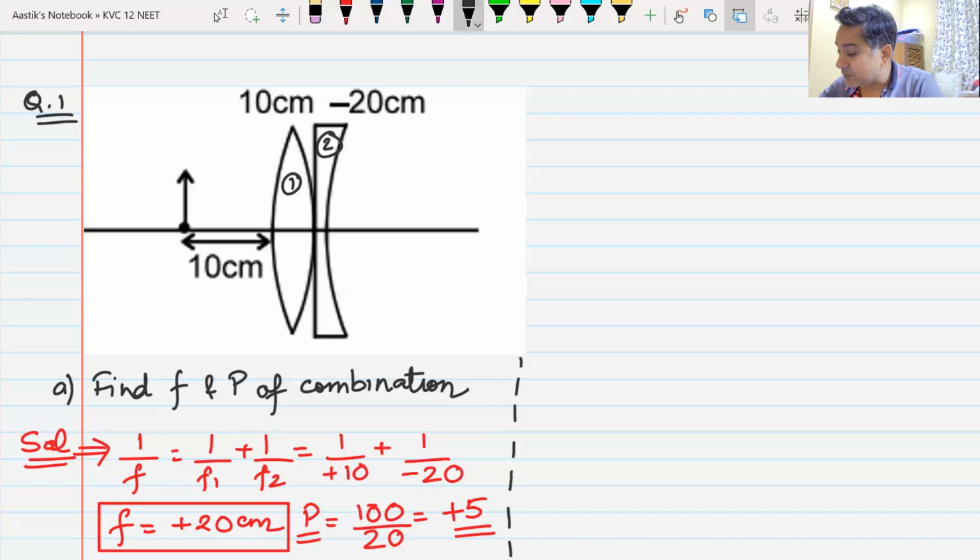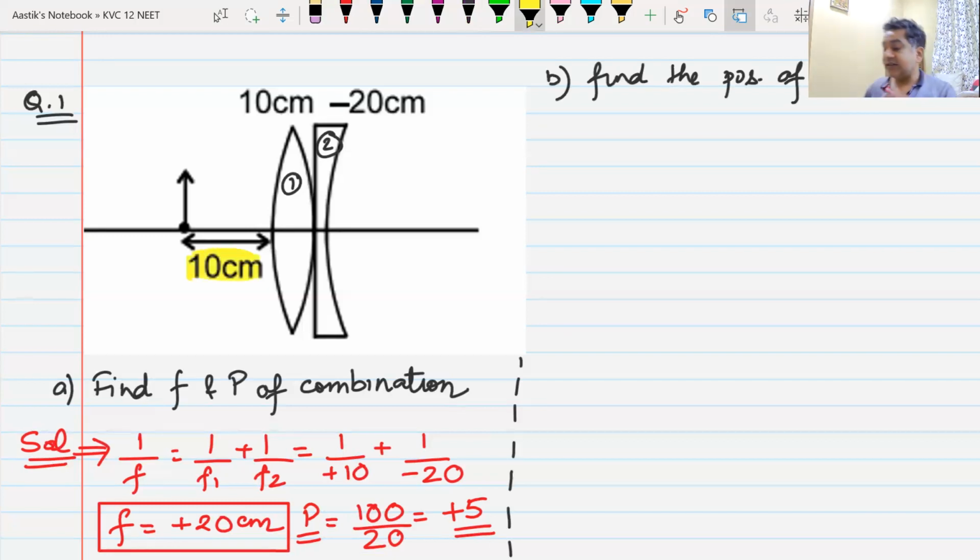The second thing that we are supposed to find, part B, is the position of the image. Find the position of the image. Here, as you can see, there is an object placed at a distance of 10 centimeters from the combination. We have to find out the position of its image. I'll give you 2 minutes to work it out. Find out the position of the image. Where is the image formed? In this case, 2 minutes.